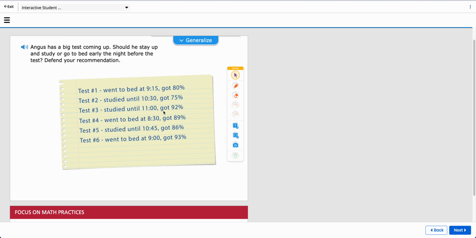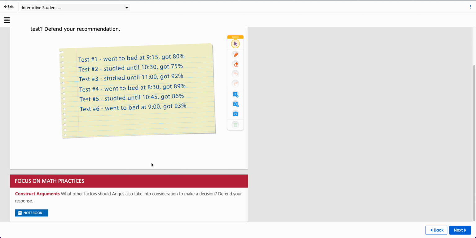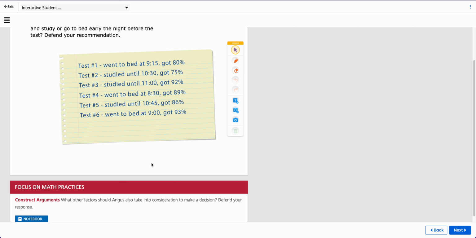Because sometimes staying up later, like there he stayed up, that was the latest he stayed up and he got a 92%. That's a pretty good test. Yeah, that's good. So it's kind of hard to make just a general rule based on what happened to old Angus here. What other factors should Angus also take into consideration to make his decision?